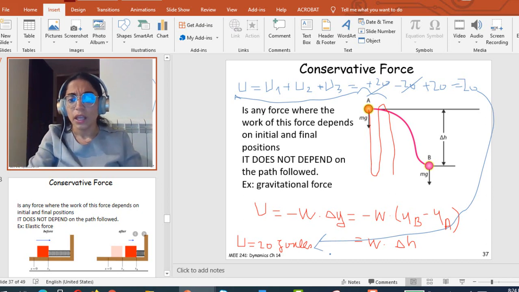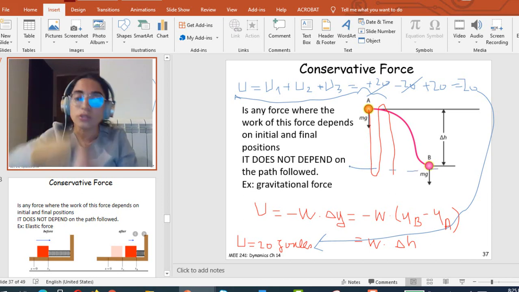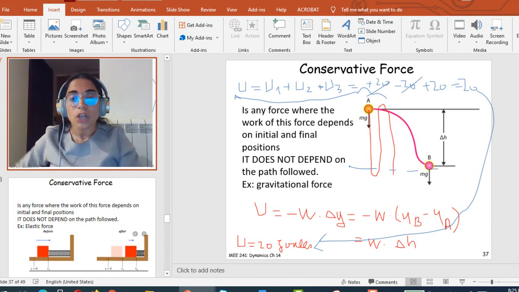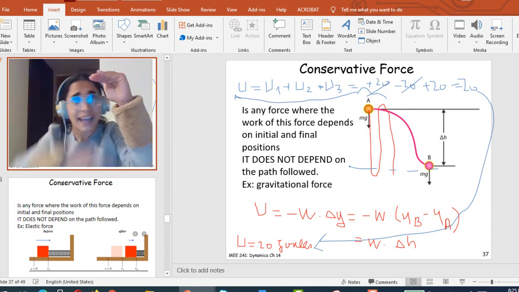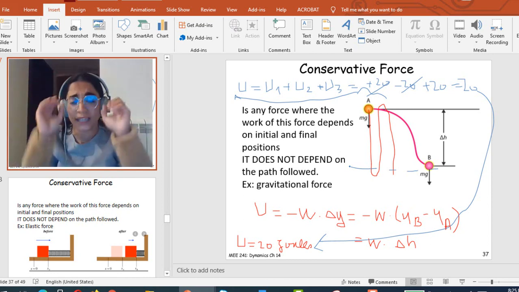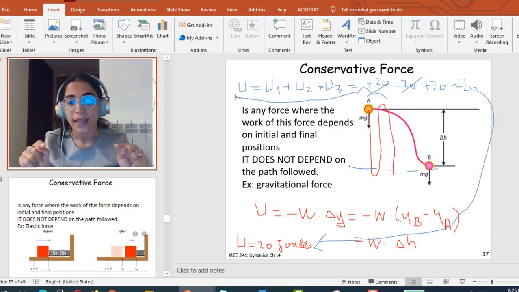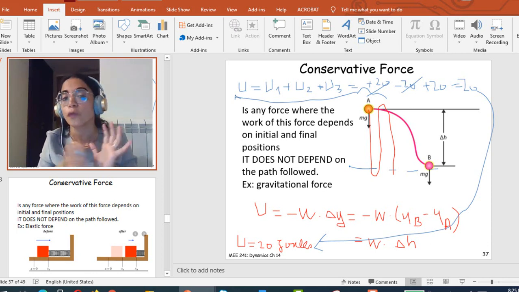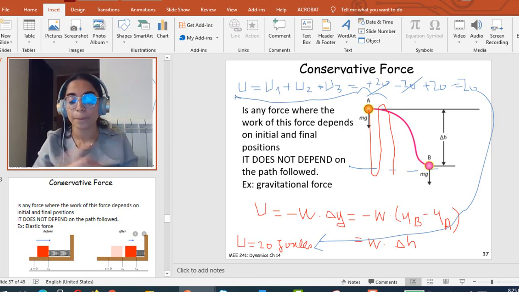What does this mean? If the path followed between A and B is curvilinear and it's downward once between A and B, the answer is 20. If the path followed between A and B is rectilinear, going downward, upward, and then downward between A and B, then also the answer is 20. So if I have two positions, any path followed between these two positions will give me the same work of the weight. And that's why I can call this force, the gravitational force, the weight, conservative.